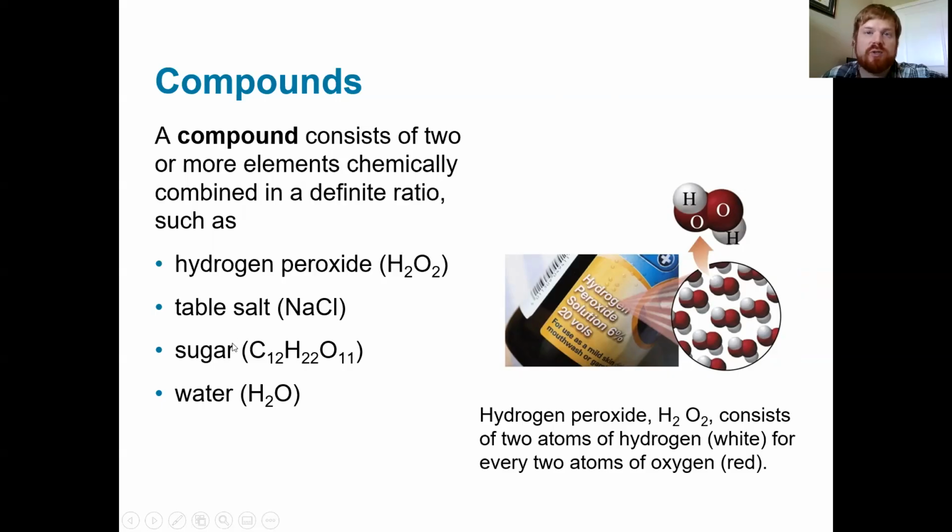And there's larger molecules as well, like sugar, which is made of carbohydrates that we'll talk about in a future chapter. And each molecule of sugar, sucrose, is made up of 12 atoms of carbon, 22 atoms of hydrogen, and 11 atoms of oxygen. Once we get into the organic and biochemistry section of the class, we'll see a lot of bigger molecules like this.